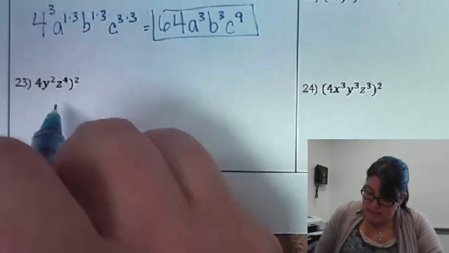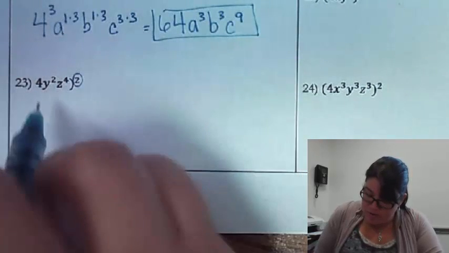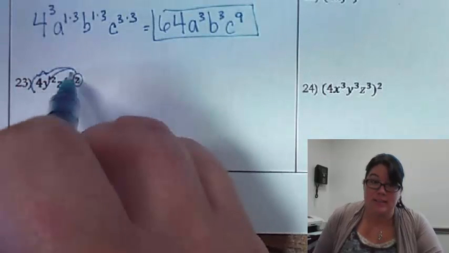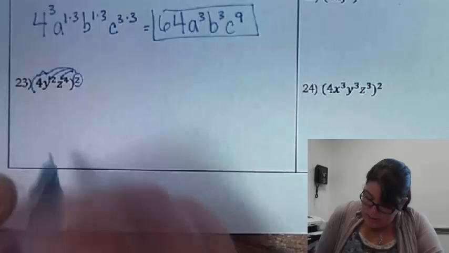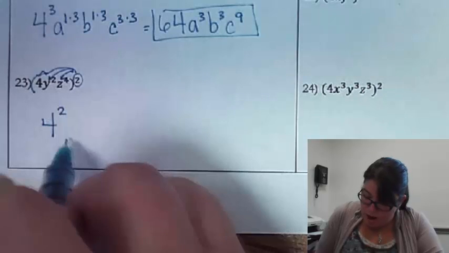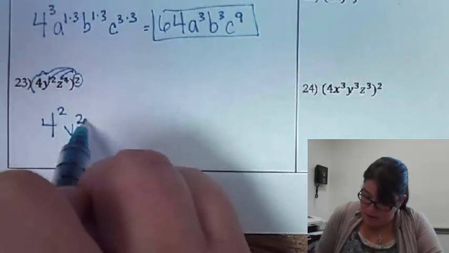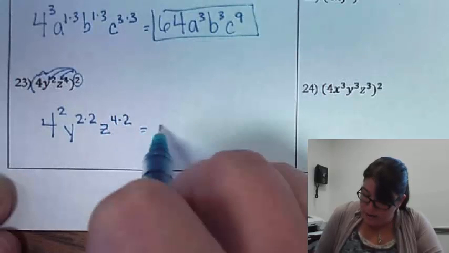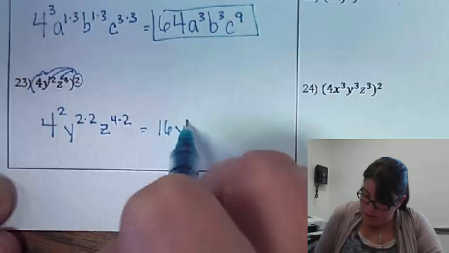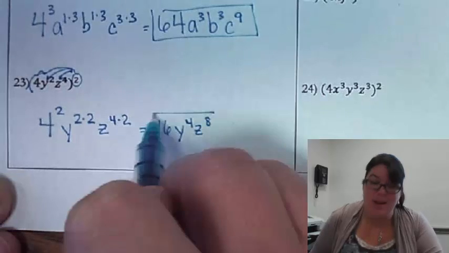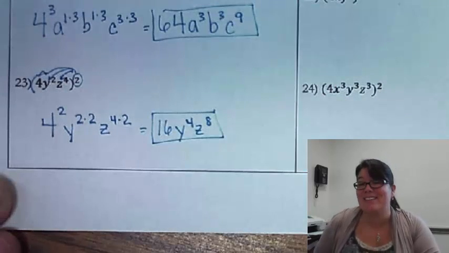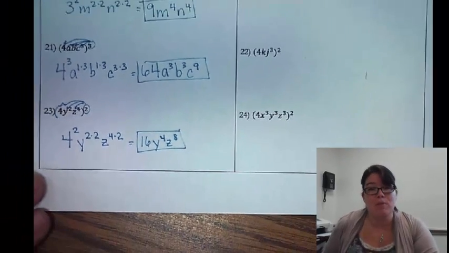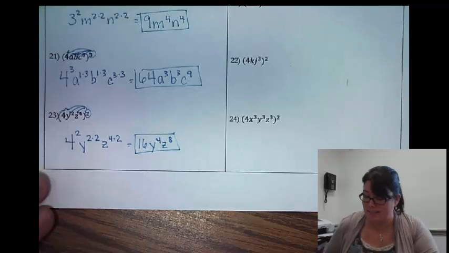I'm going to take this outside exponent, and there should be a parenthesis here. I'm going to distribute it to everything that's on the inside. So 4 has a regular exponent of 2. Y, I'm going to multiply by the exponent that's already there, and z, multiply by what's already there. 4 squared is 16, y to the 4th, z to the 8th, and I'm done. Hopefully this is easy stuff, because we're just distributing, which you were used to before. It's just remembering what to do with the coefficients and the bases.